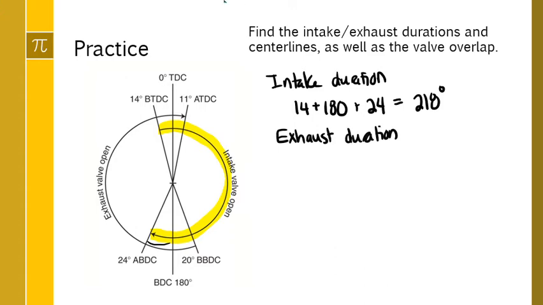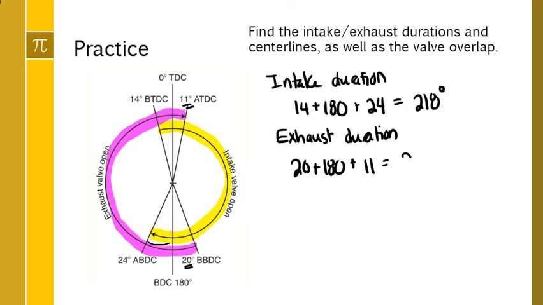Will be our pink. Starts here, goes all the way past top dead center, so we are going to have an overlap again. We're going to get that 20 plus the whole 180 plus the extra 11 degrees: 211 degrees. Valve overlap between intake and exhaust stroke is the 14 plus the 11 equals 25 degrees.